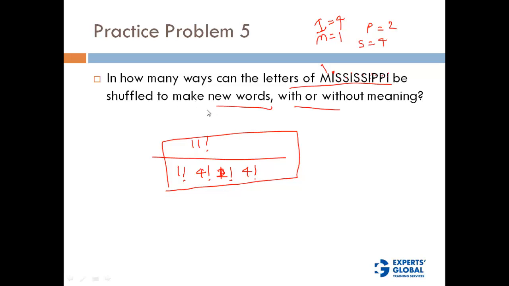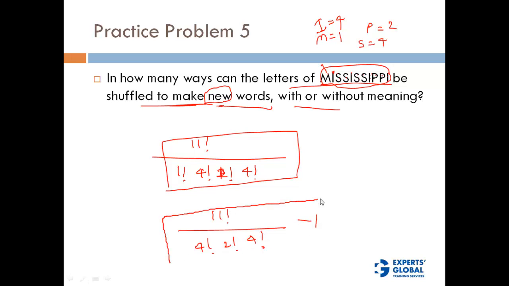But here another trick is that it is asking us for new words. So how many new words? All these combinations include one combination that is going to be Mississippi, but we are only worried about new words, so we'll have to subtract 1 from this. So 11 factorial divided by 4 factorial, 2 factorial, 4 factorial, minus 1. This is the answer.